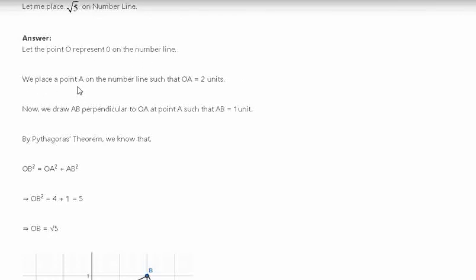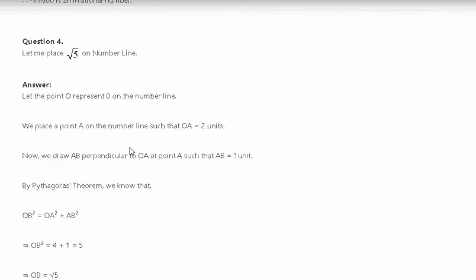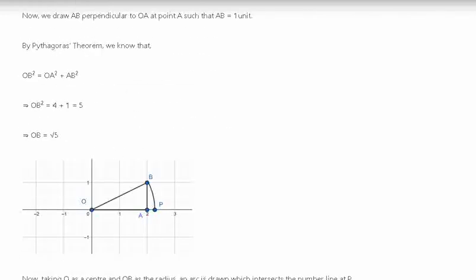We place a point A on the number line such that OA is 2 units. Now AB is perpendicular to OA at the point A, such that AB equals 1 unit. Okay, so by Pythagoras theorem, OB square equals OA square plus AB square. That's why OB square equals 4 plus 1 equals 5. OB equals root 5. That means, one more time I will show you.